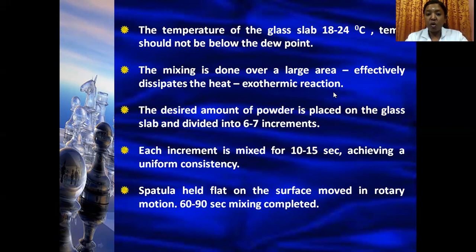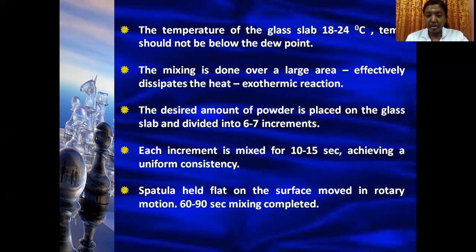Then mixing is done over a large area on the glass slab because it is an exothermic reaction, so the heat should be effectively dissipated. Ideally, first you dispense the powder. You divide it into 6 or 7 equal increments. That's very important. Dispense the powder, divide it into 6 or 7 equal increments.